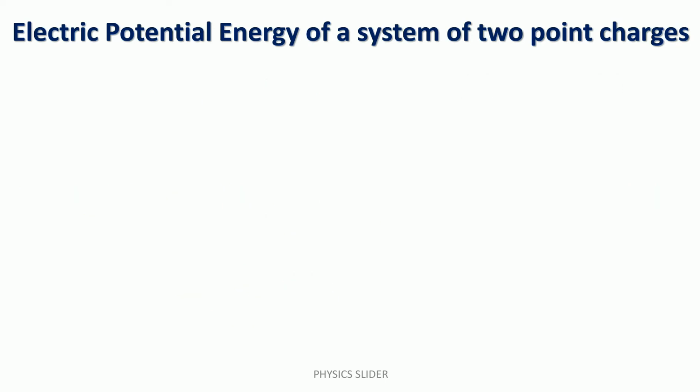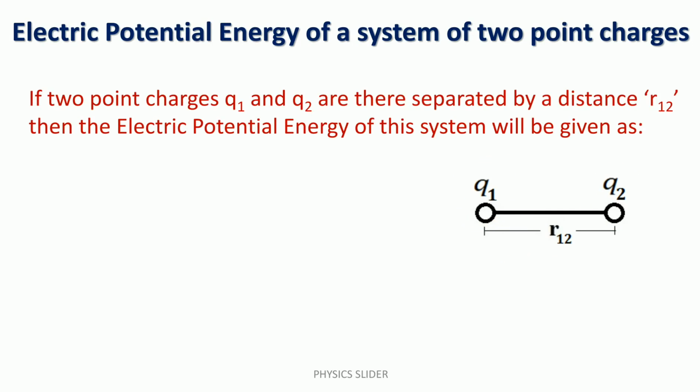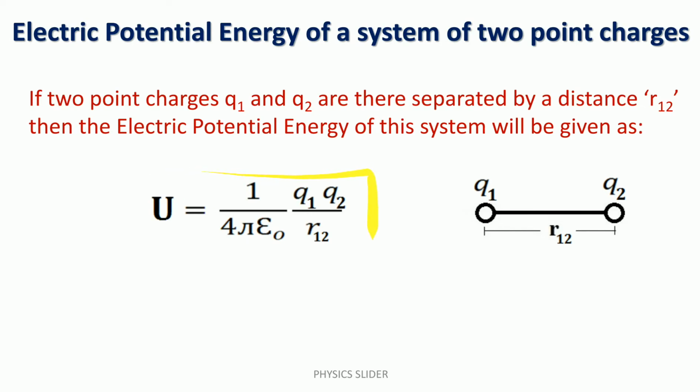Now, if there are 2-point charges q1 and q2 separated by a distance r12, then the electric potential energy of the system will be given as: U is equal to 1 upon 4 pi epsilon naught q1 q2 upon r12.